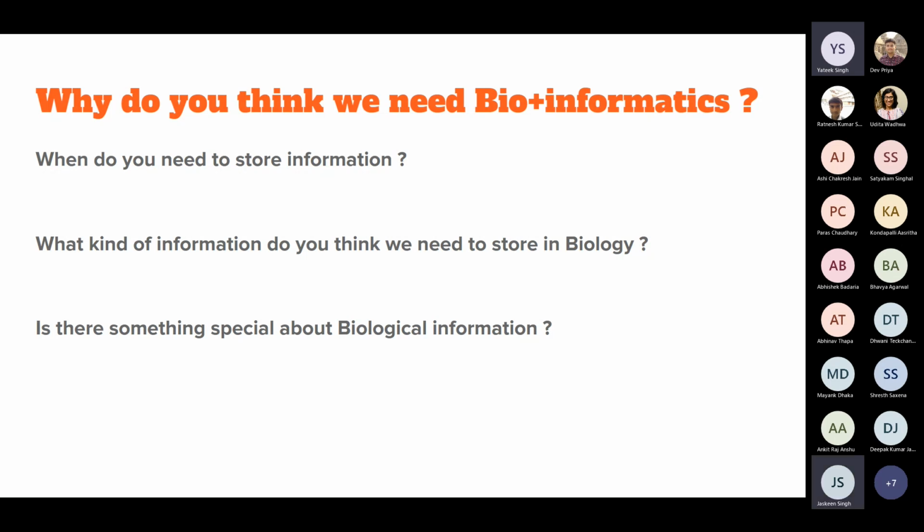Maybe because there's a lot of data that has come up as our knowledge about biology has improved. So because there's a lot of data, you need to store that data.